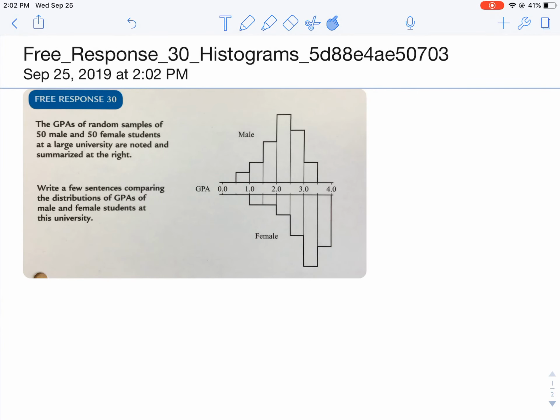Since we didn't get a chance to answer this question in class, I want to take a moment to go over this, and that way if you have any questions, you can always send it to me.